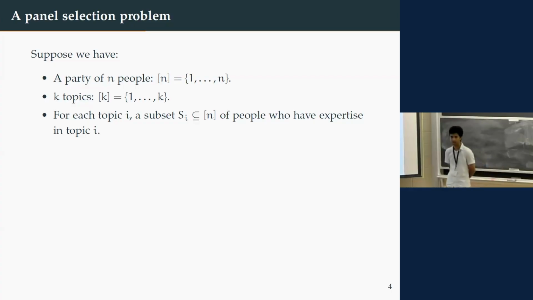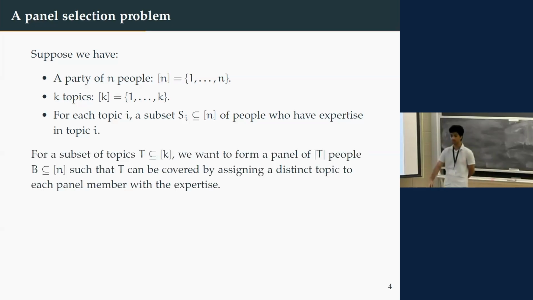I would like to present this problem to you. So if we have a party of n people whose expertise collectively cover key topics, and suppose we also know which people are experts in which topic, right? And what we want to do is for any given subset T of topics, we want to form a panel of the same size as T, such that T can be covered by assigning a distinct topic to each panel member with the expertise, right?